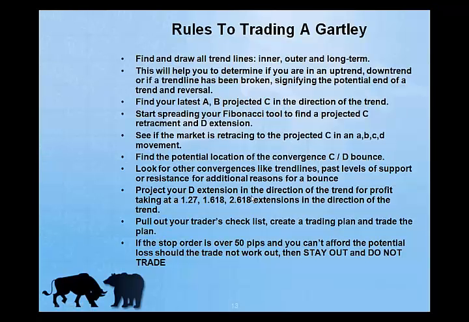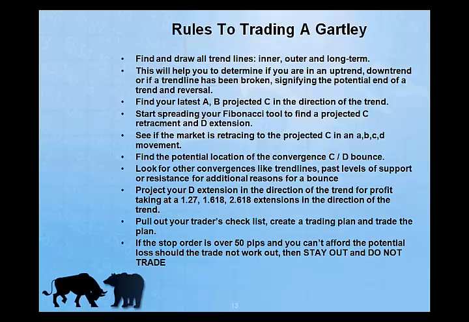Okay, rules to trading a Gartley. We find all the trend lines, inner, outer, and long term. This will help you determine if you're in an uptrend or a downtrend, and it could help you signify a potential end of an uptrend or a downtrend. Find the latest AB to project the C. Start spreading your Fibonacci tool from A to B to find where that C potential might be. And also find the sub ABCDs against the trend and pull a Fibonacci from those A to B and find where they converge, where's their Fibonacci convergence.